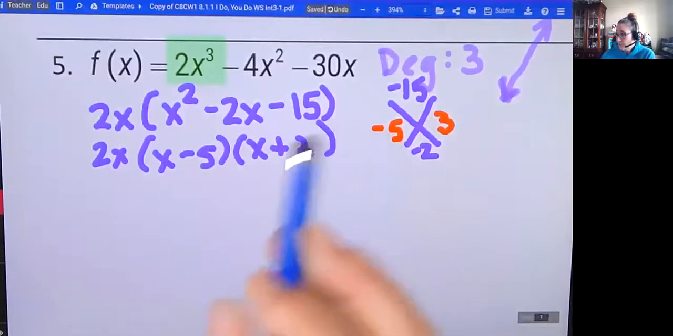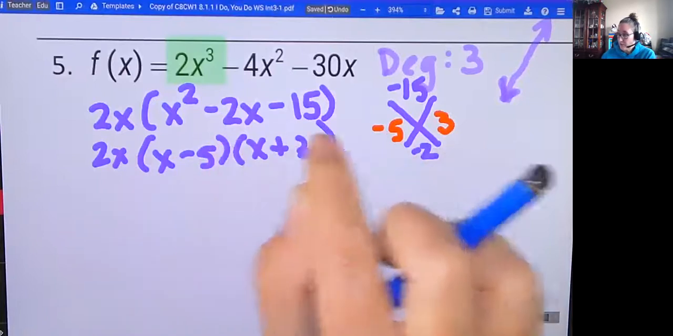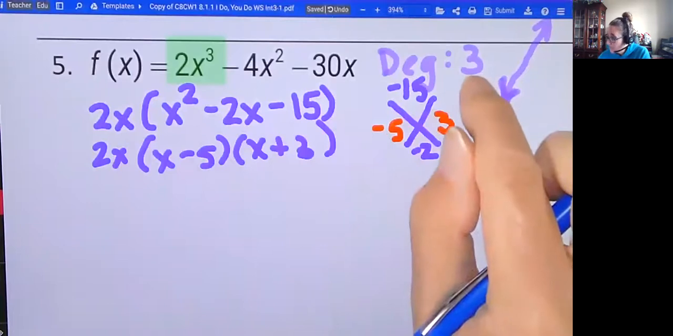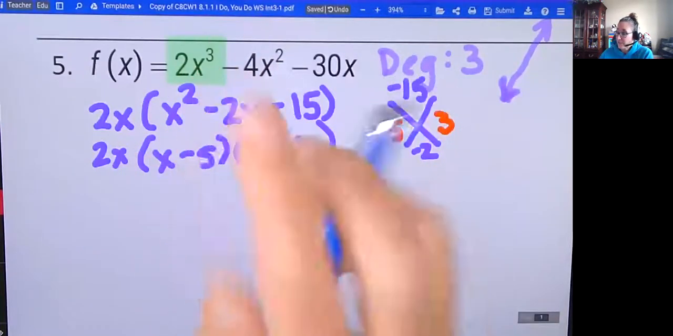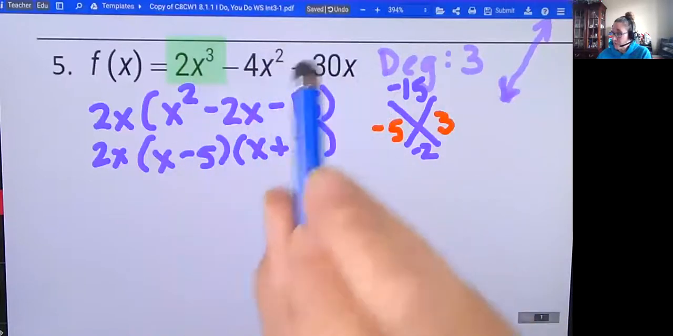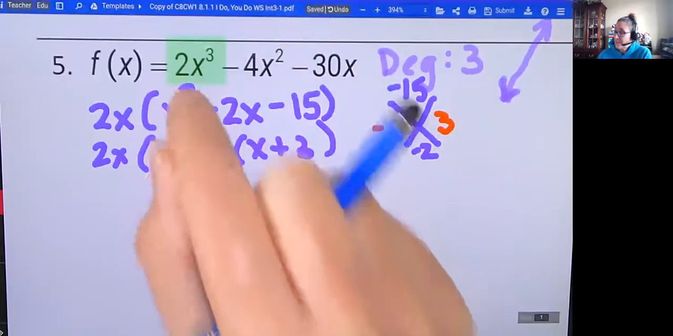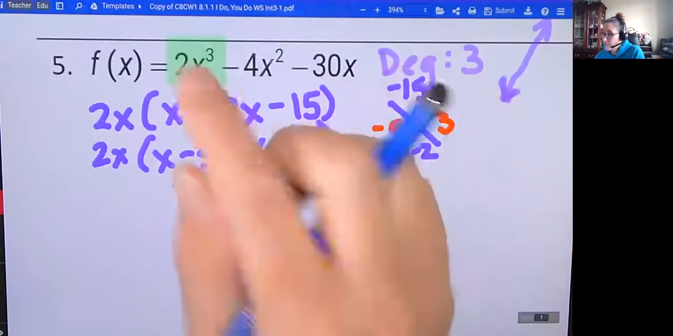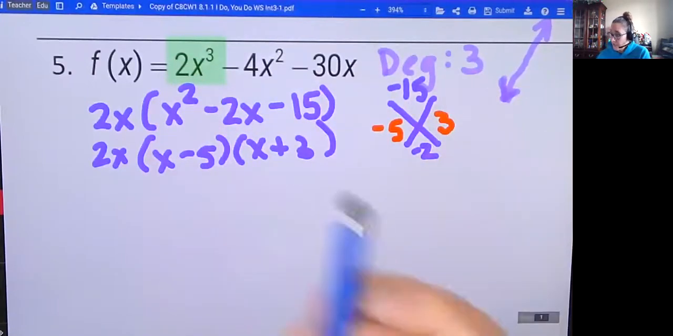Now again, if you double check, this is a power of 1, power of 1, power of 1. 1 plus 1 plus 1 gave me the 3. So when it's in standard form, look at the term that has the biggest power. That is the degree. Whatever the sign of the number in front of it is tells you whether it's positive or negative. In this case, it's a positive degree 3.